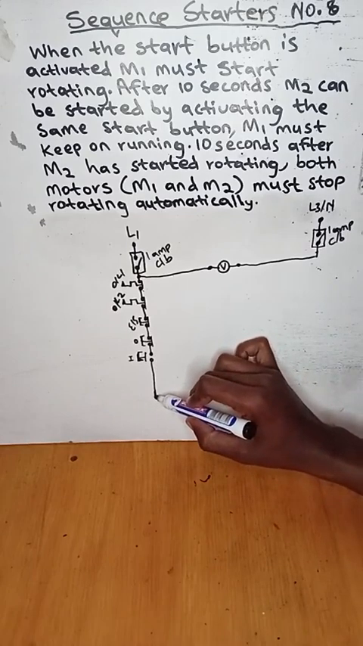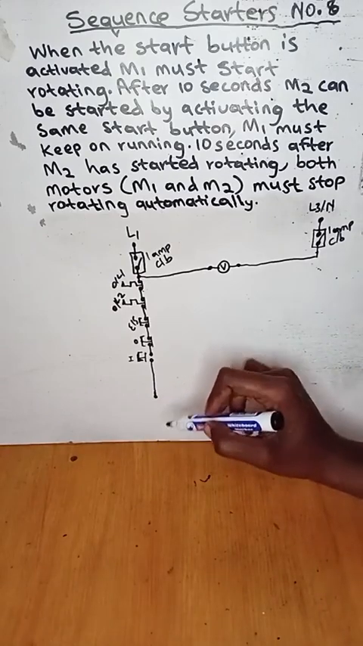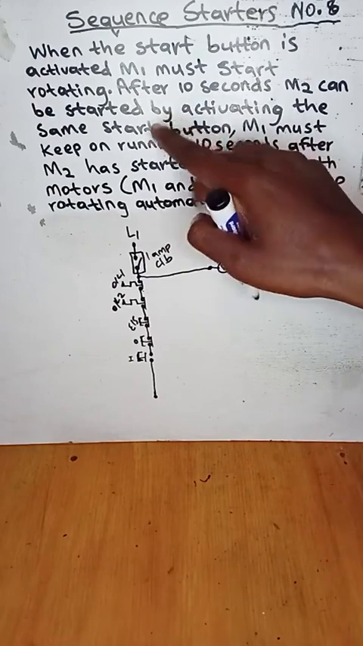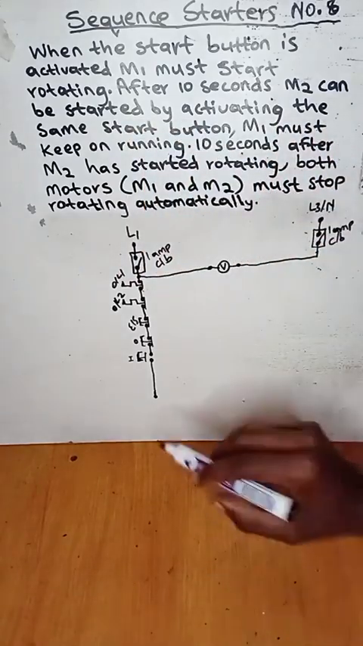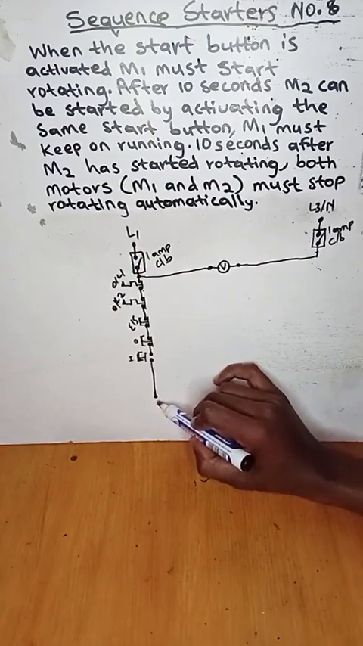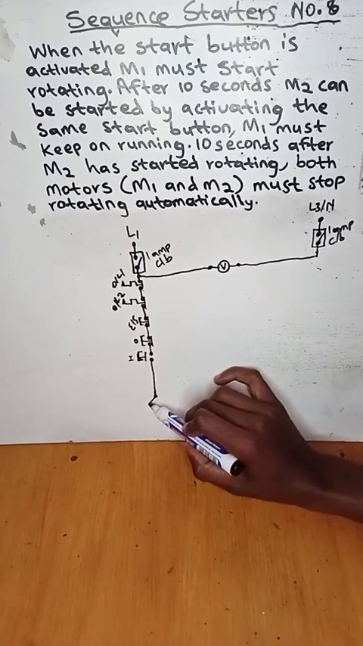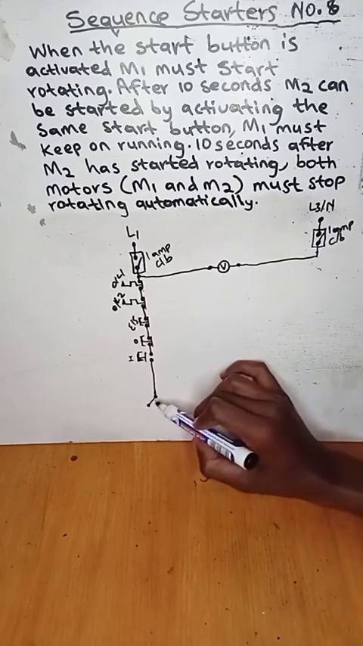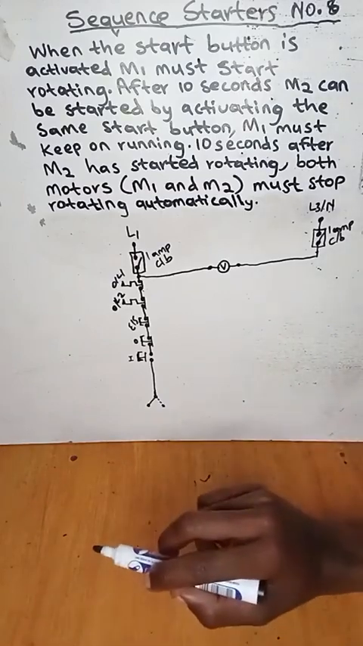the wire after the start button must split into the connection of motor 1 and the connection of motor 2 with the contacts of a delay on timer, because they say after 10 seconds, motor 2 can be started by activating the start button. So it will be the contacts of a delay on timer. The closed position side will be the connection of motor 1, and the open side will be the connection of motor 2.